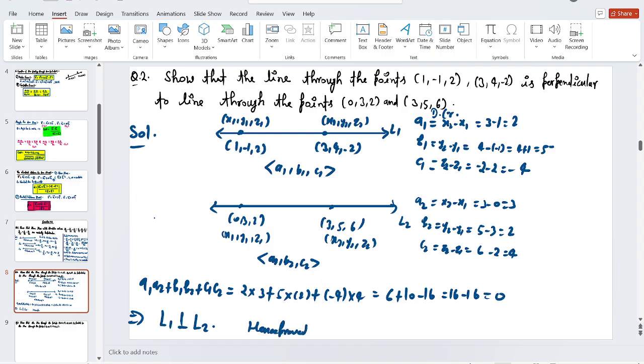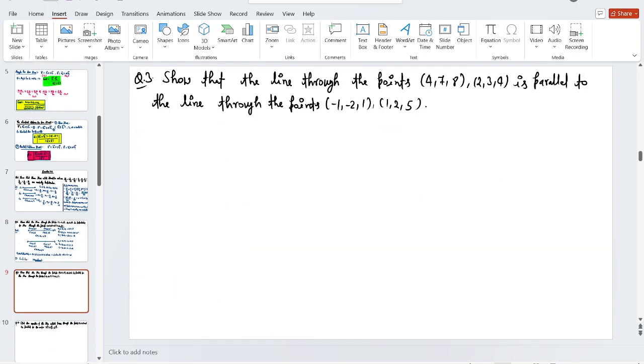Hence proved. I hope it is clear to you. So come to the next one: the line through the point is parallel to this line. So here you simplify A1 B1 C1 and A2 B2 C2. You need to show that A1 by A2 equals B1 by B2 equals C1 by C2.